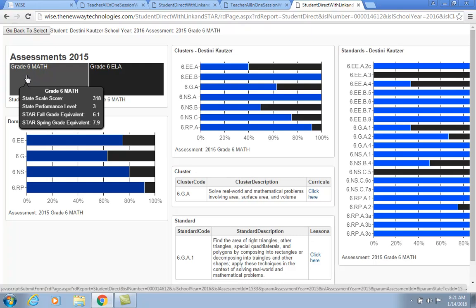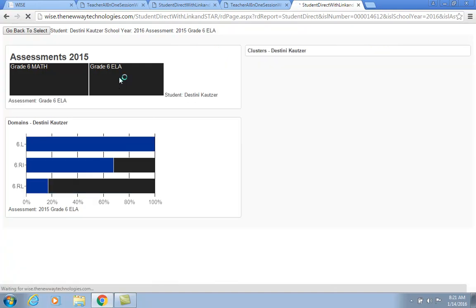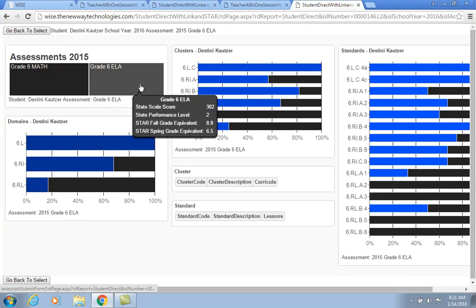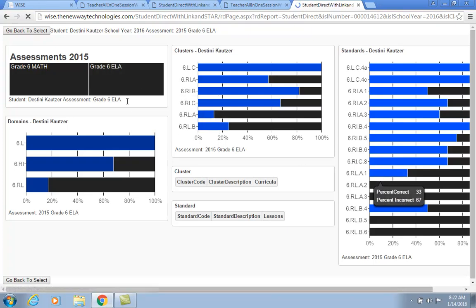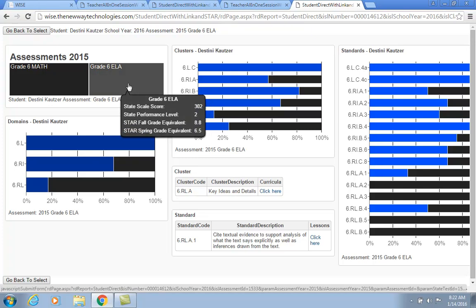At the beginning of the school year, the fall grade equivalent according to STAR was 6.1, and the spring was 7.9. So this student grew. There was growth for that student. For ELA, she's weaker. She's at level 2. And I can see that from the fall, she had a grade equivalent of 8.8, but in the spring it dropped to a 6.5.